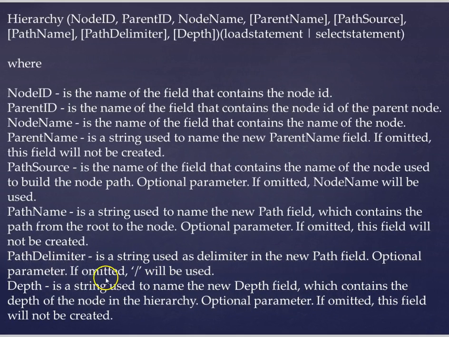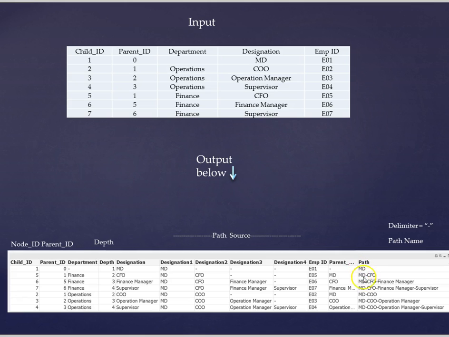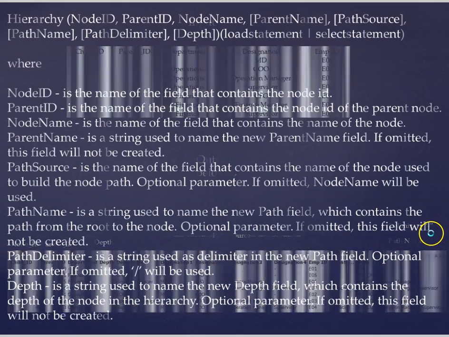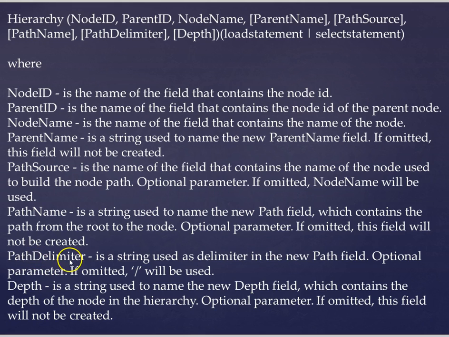If we go back, path is basically a string used to name the new path field which contains the path from the root to the node. So that's what is created right from the start. In the case of a supervisor, it starts from MD to CFO to finance manager and supervisor. Here we also need to indicate the delimiter which is present between two consecutive words, MD and CFO. The delimiter, dash or hyphen, is present. So if you go back, here is the path delimiter.